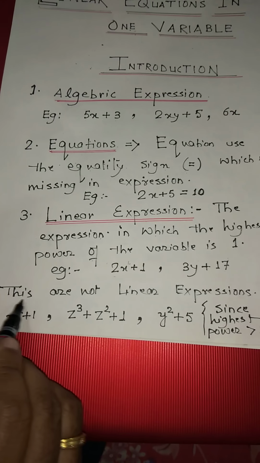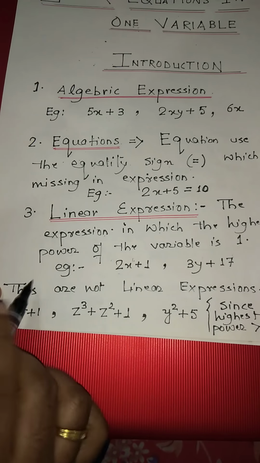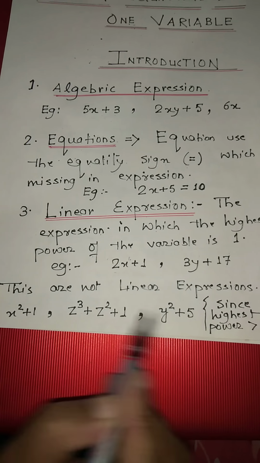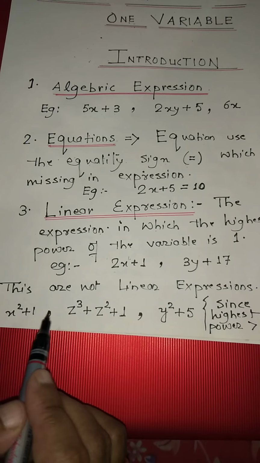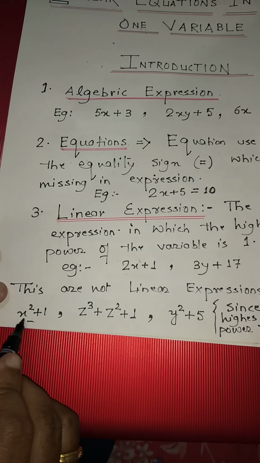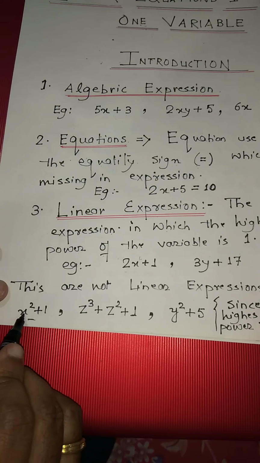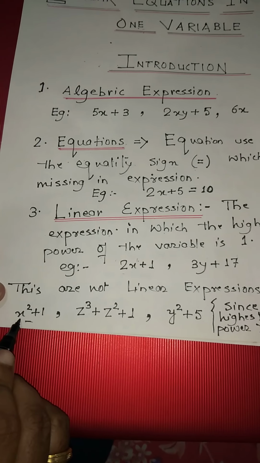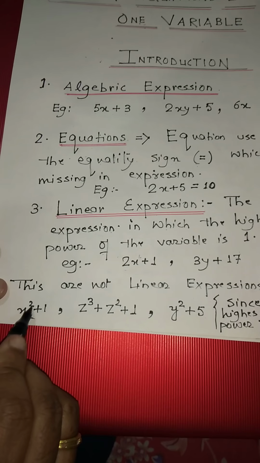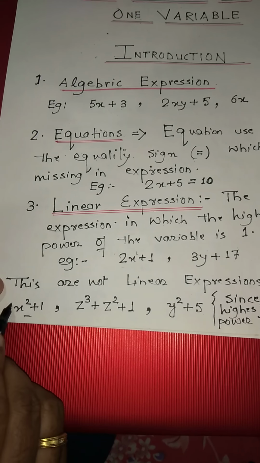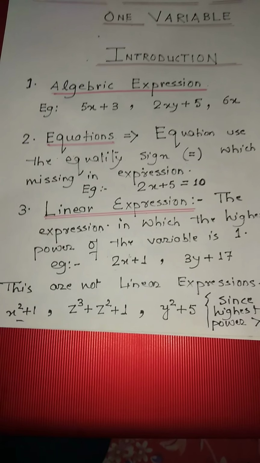Now let's check out the next line. The expressions which I have given here are not considered linear expressions. Why? Let's explore this first example. The expression is x square plus 1. What is the variable I have used? x. What is the highest power? 2, which is more than 1. And that is the reason why this is not considered a linear expression.